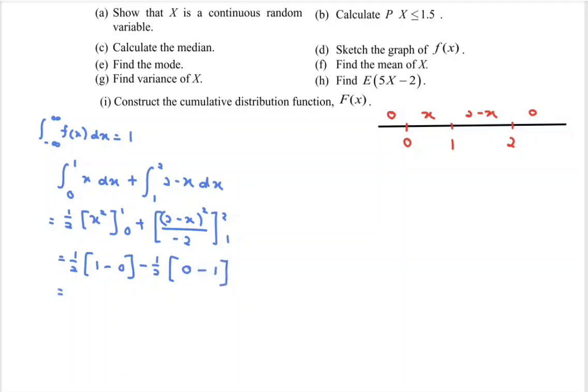So from here, we notice that we have 1 over 2 minus 1 over 2, bracket, negative 1. So in total, we will have 1. So meaning that we already show the situation, meaning that X is a continuous random variable.